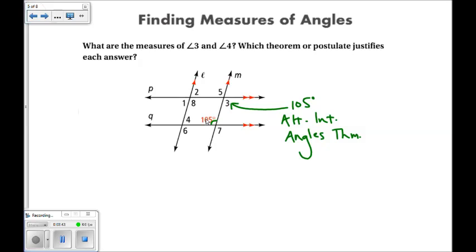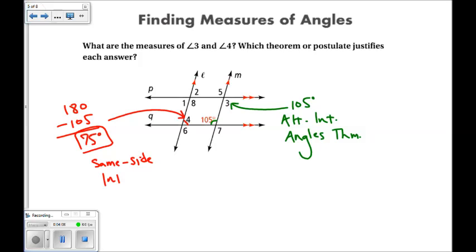Angle 4 and 105 are same side interior angles, and same side interior angles are not congruent. They're supplementary. Make sure you know that that's the one that's different. So 180 minus 105 is 75, so it's 75 degrees by the same side interior angles theorem.